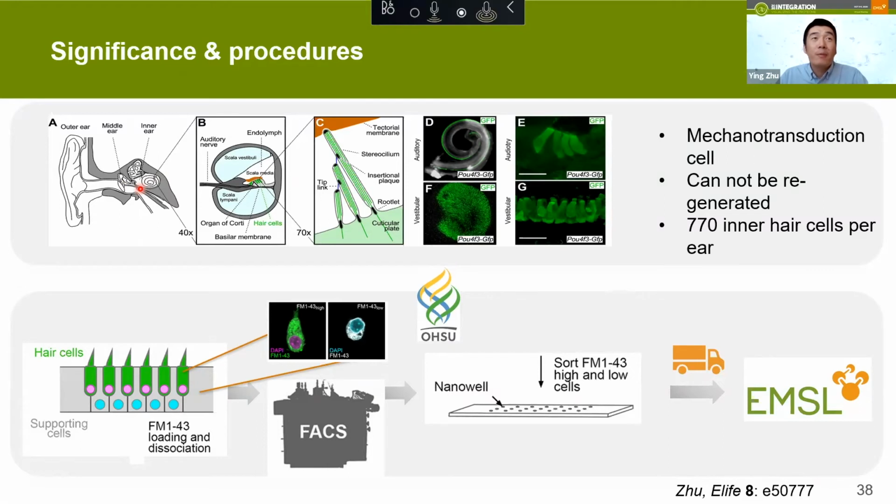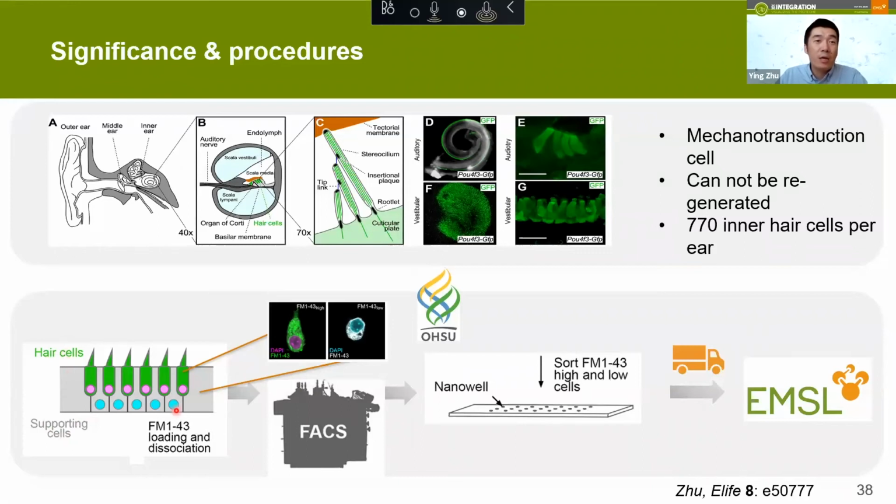The problem of the study is that the hair cell cannot be regenerated. So if you lose the hair cell, you lose the hearing. And also for biomedical studies, it's very challenging to study because in one ear there are usually only 700 hair cells. You have to select a very sensitive detection method to do the measurement. So the study we do is we want to look at how the supporting cell slowly differentiates into the hair cell, a hair cell functioning cell.